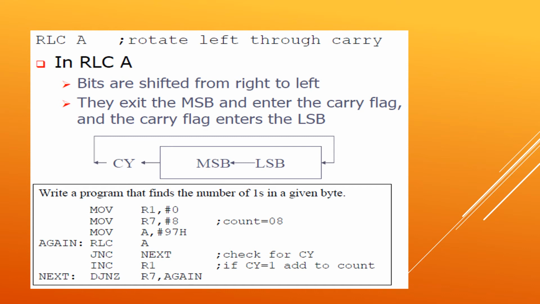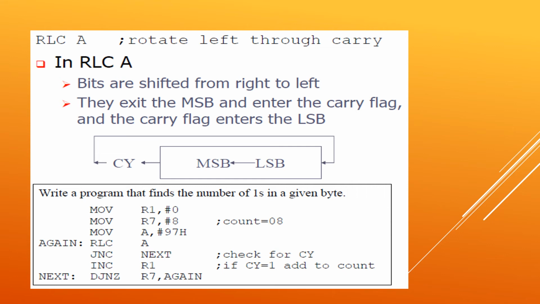At that time only R1 will get incremented. Otherwise R1 will keep its status as it is. How many times will it get repeated? Until all the 8 bits are finished in the loop manner. So that will definitely count the number of ones, and that count is available in the R1 register. So this is simple logic.